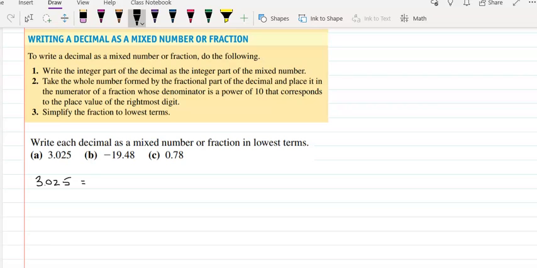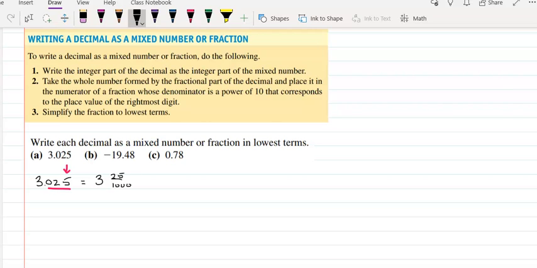The first one is 3.025, and we need to write it as a fraction. So the part that is on the left, the 3, is just going to be a 3. So what we're really looking at is the 0.025, this part right here. And the thing that we want to look at to see what goes on the bottom, the denominator, is the last number, and that is in the thousandths place. That means that this number is 25 thousandths. So we've got 3 and 25 thousandths.